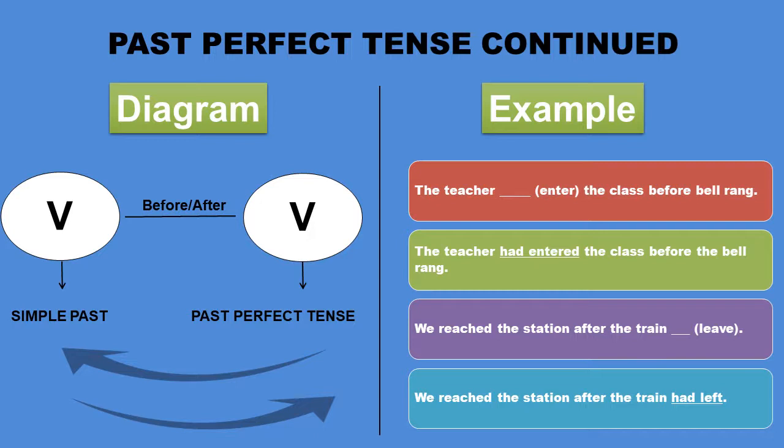Now in the second example also, if you see, we have one verb, reached, which is worked upon. We don't have to work on it, and it is in simple past tense, and we have the signal word after. So which part is missing? The past perfect tense part of the sentence is missing. So it would be: we reached the station after the train had left. So in both the sentences, what we see is that we have used past perfect tense to indicate the action which occurred first, and we have used simple past tense to indicate the action which occurred second.